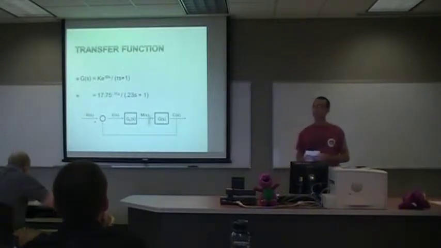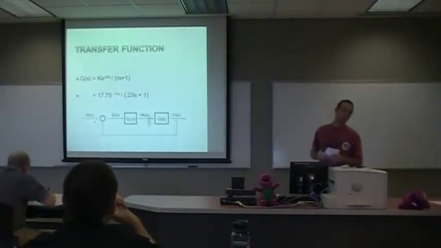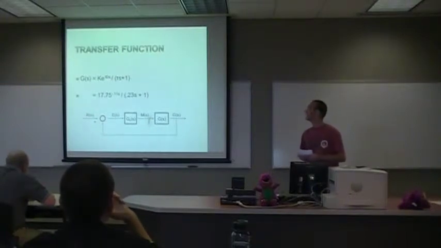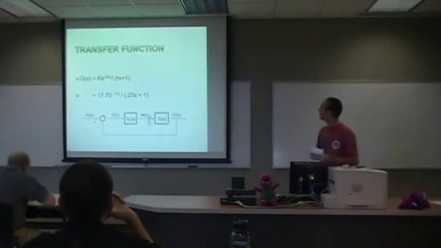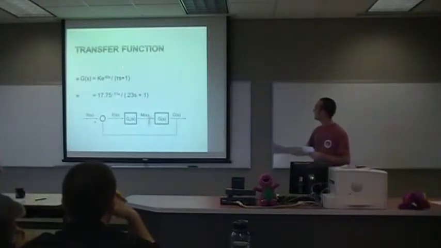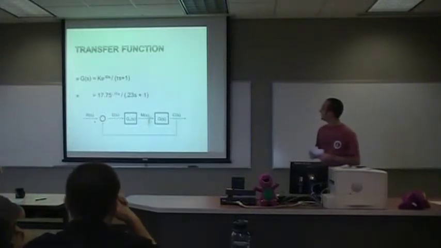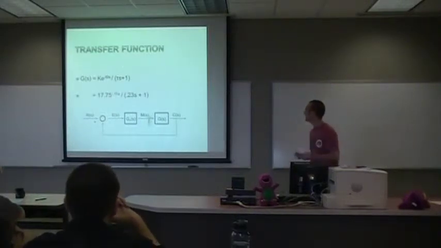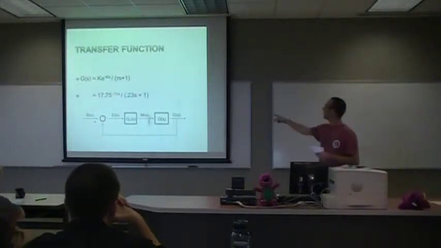This is the transfer function of our system, with the gain of 17.75 RPMs, the dead time of 0.11 seconds, and a time constant of 0.23 seconds. This shows your input as R of S with your output as C of S. And the GC of S is your control function, and the G of S is your transfer function.